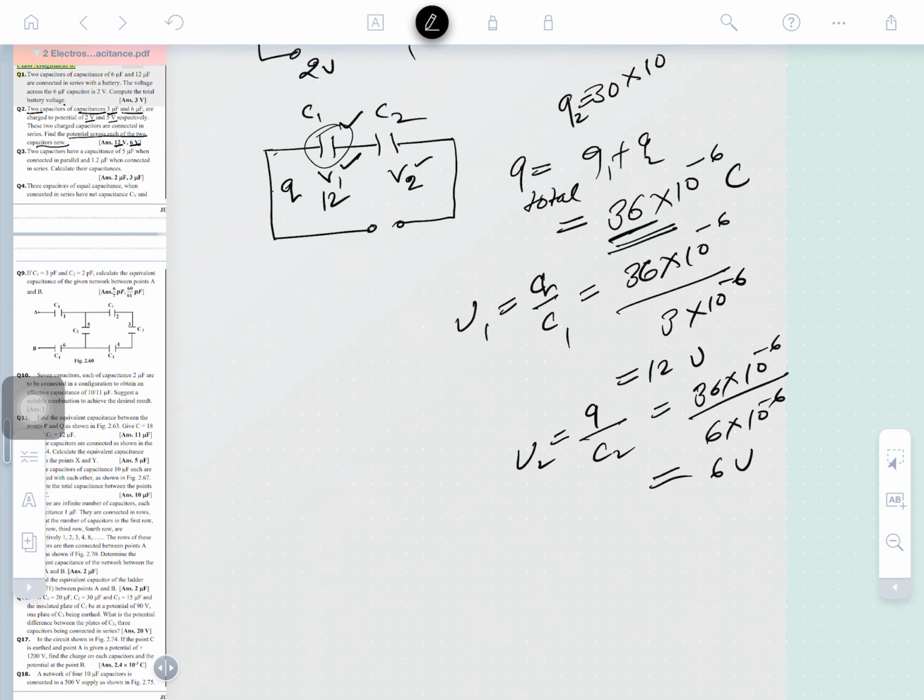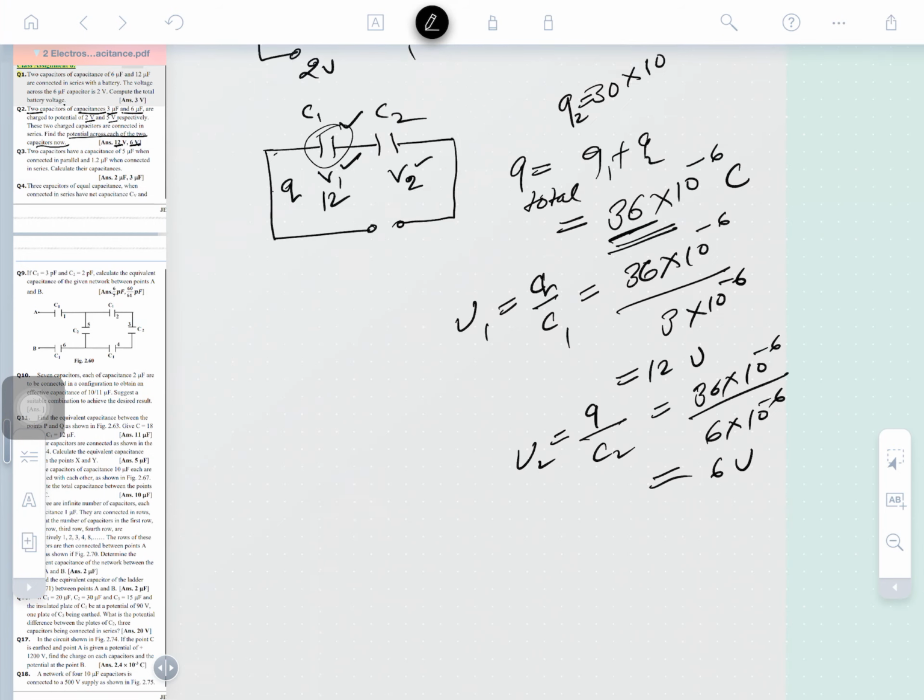The problem of capacitance and so on. Three equal capacitors when connected in series have net capacitance C by 3. This question also you can solve. Some students have asked these questions as doubts.